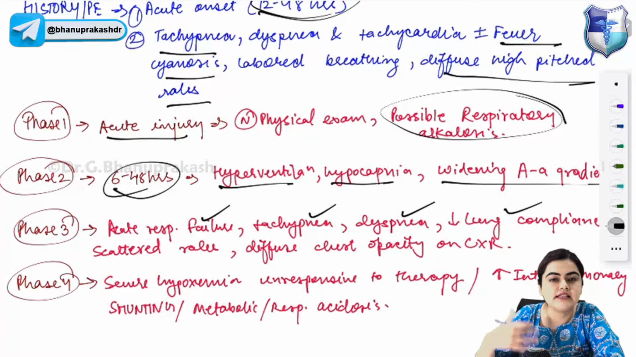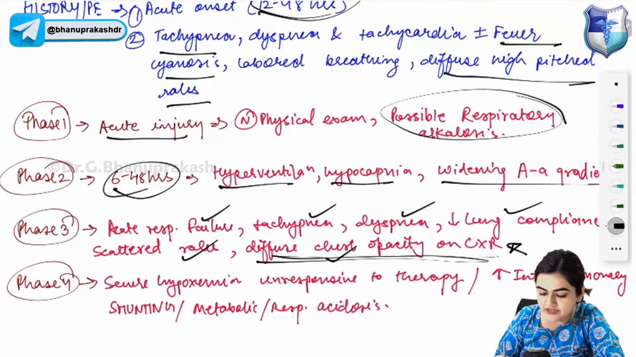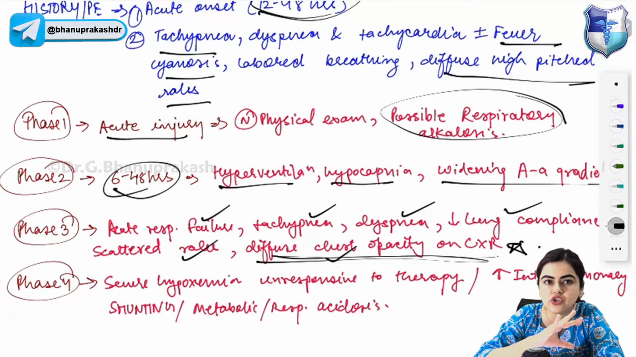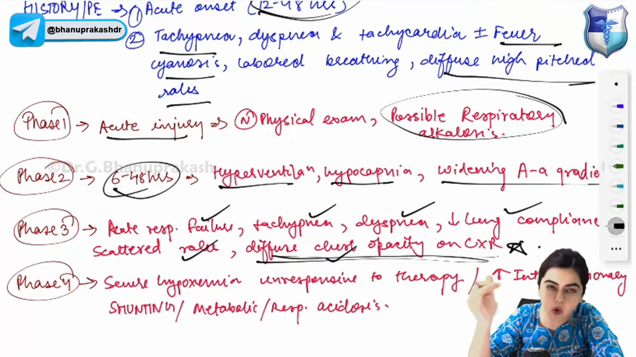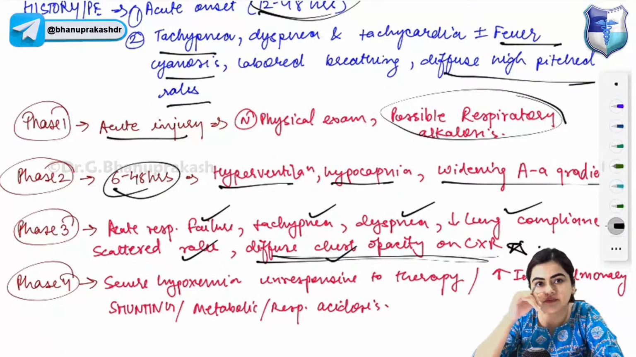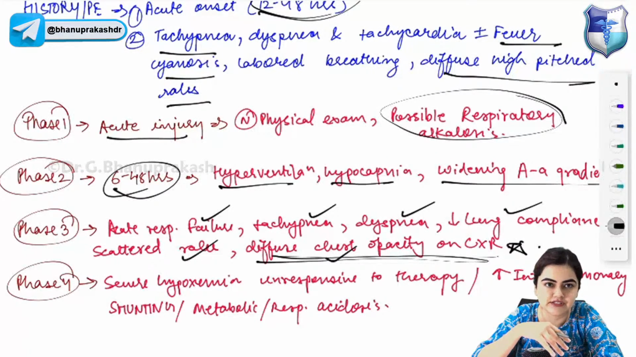Phase 3 of ARDS will consist of acute respiratory failure, tachypnea, dyspnea, decrease in lung compliance. All the severe findings and symptoms come in phase 3: scattered rales, diffuse chest opacity, diffuse infiltrates. Till phase 2 you are just getting hyperventilation, hypocapnia, and widening of the AA gradient, while in phase 3 all the signs and symptoms of ARDS start appearing, with diffuse chest opacity on chest x-ray.